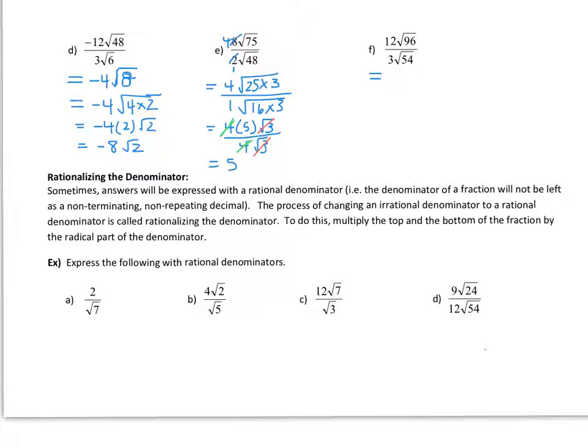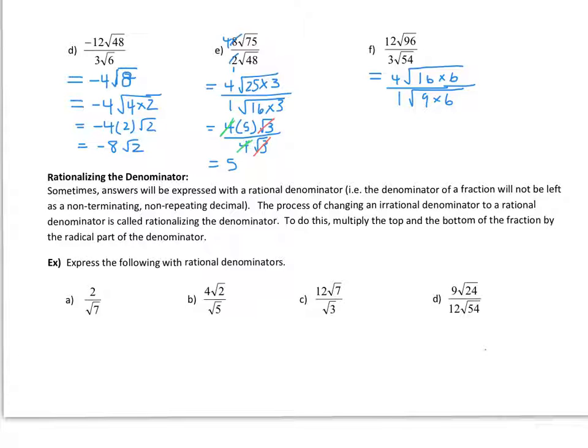All right, 12 divided by 3 would be a 4 over 1, or just a 4 on the top. 96 I'm going to break down, because if I try to do 96 divided by 54, it's not going to go nicely. 96 I think is the product of 16 and 6. So I'm always looking for the biggest number. 4 will also work, but it's not going to give us the number in simplest form. Okay, and we want to go as simple as possible. And then 54, I think that's a 9 times a 6.